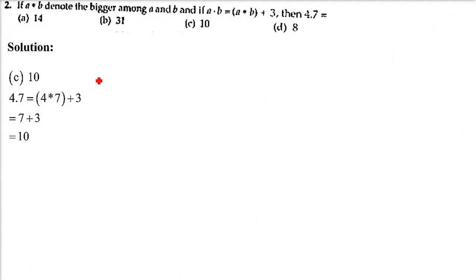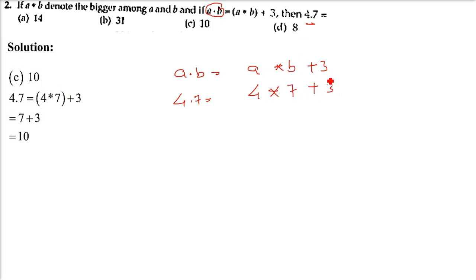Question number 2. If A star B denotes the bigger among A and B, and A dot B is also given: A dot B is equal to A star B plus 3. Then we have to find 4 dot 7. A dot B equals A star B plus 3. So 4 dot 7 will be 4 star 7, and then we add 3.